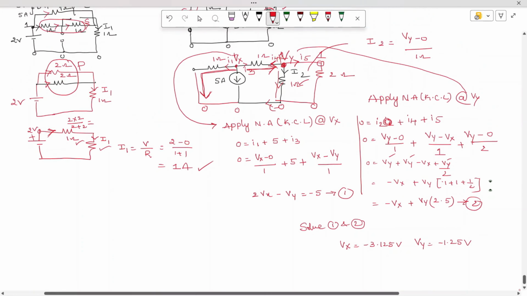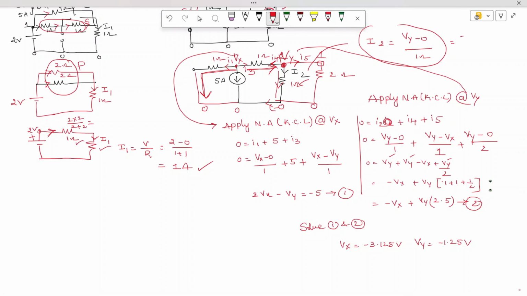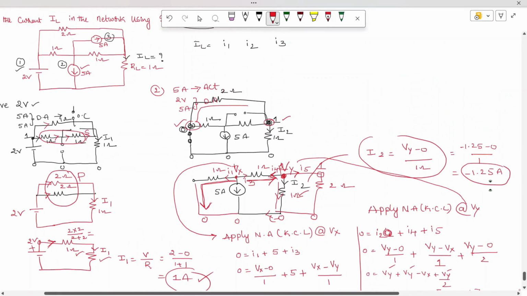But actually what we require is the I2 value. So I2 is equal to Vy minus 0 divided by 1, which is minus 1.25 minus 0 divided by 1, nothing but minus 1.25 amperes of current. Okay, so this is the current which is flowing in this direction. So now successfully we found the second current. Next we need to find out the third current. Okay, so let's try to find the third current.